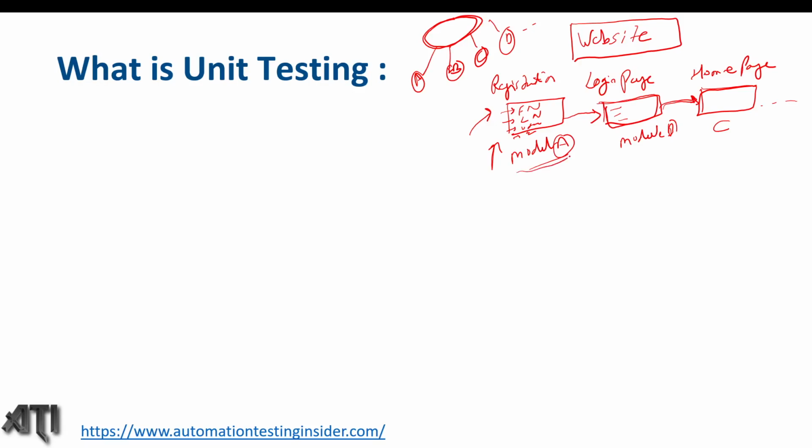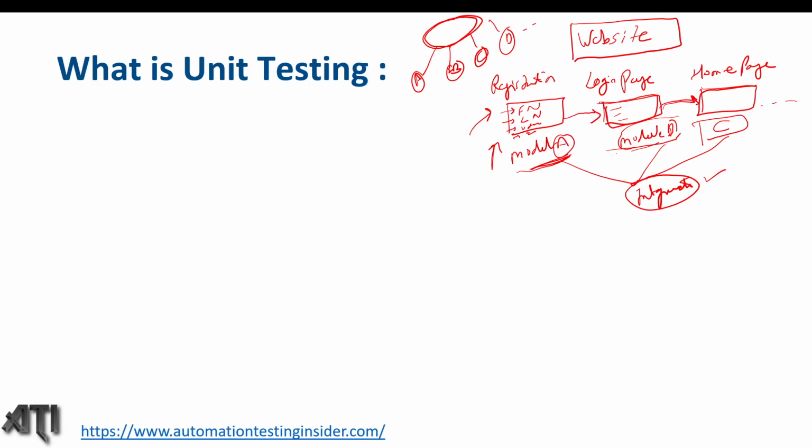Once unit testing for module A is done, they will go for module B development and do the unit testing there. Similarly, they will go for module C. Once all modules are done, they will integrate them and create the integrated system, and that will go for integration testing. So this is about unit testing, guys.